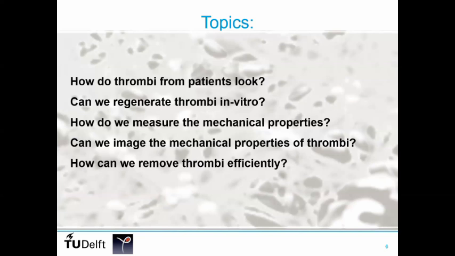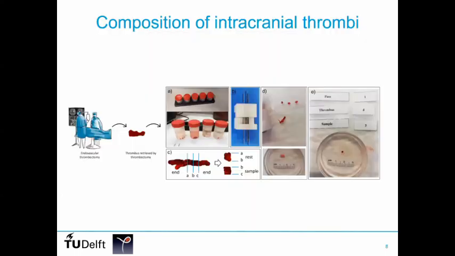So how do they look? What we actually did in a pretty large clinical trial, including 70 patients, we collected all the thrombi from the patients in the operating theater. And you see here several vials, and that's because there are several passes, several attempts to remove the thrombi from the artery, and they are all collected in different vials here.